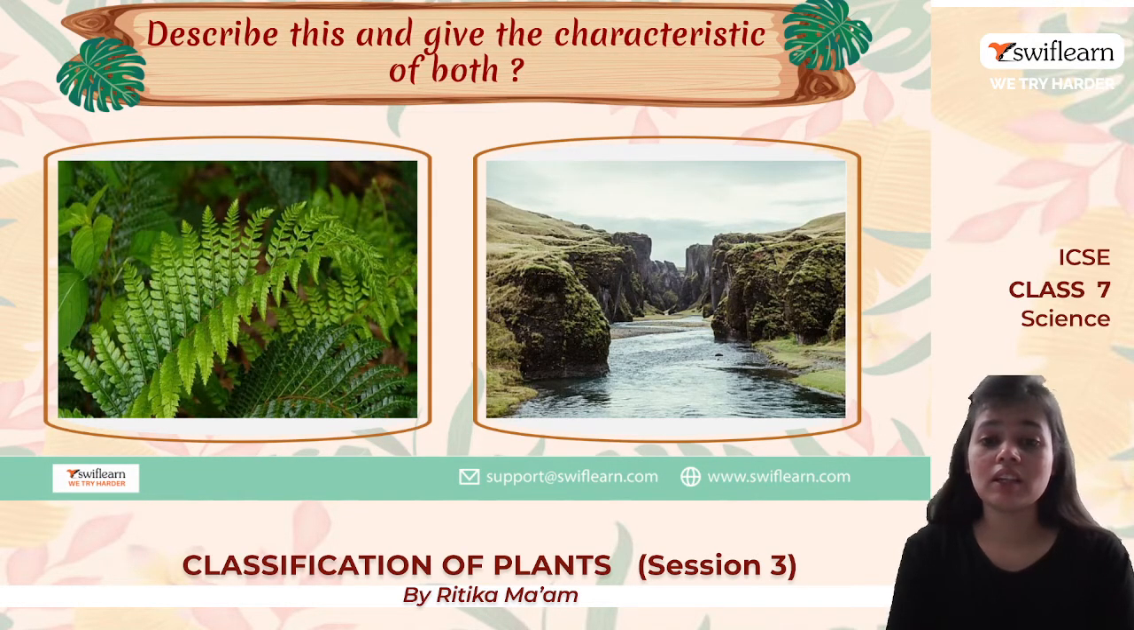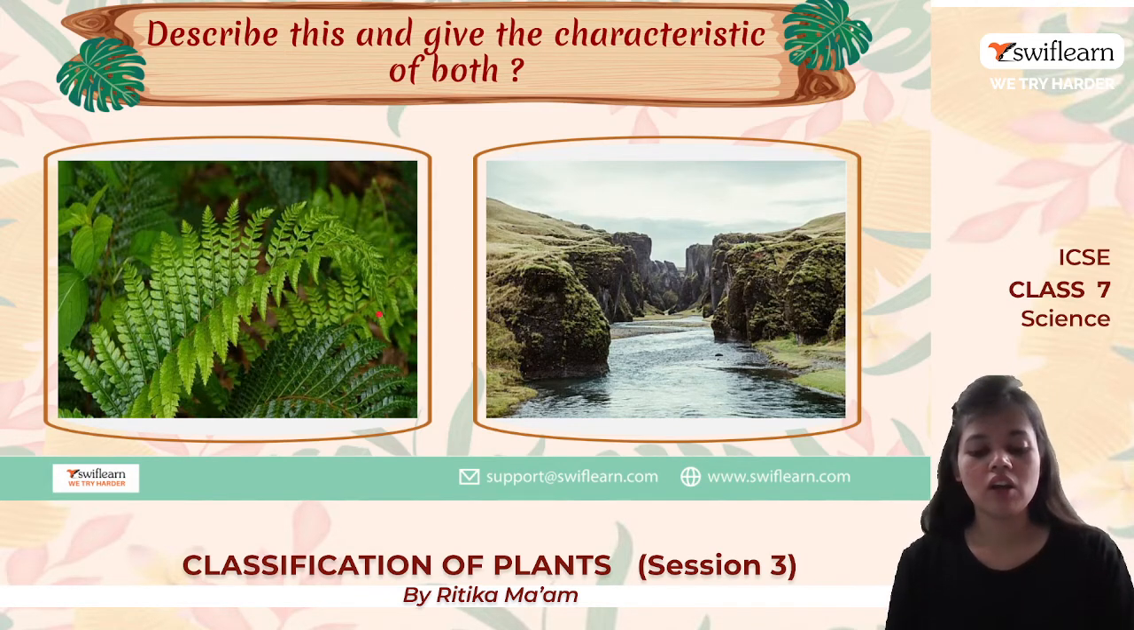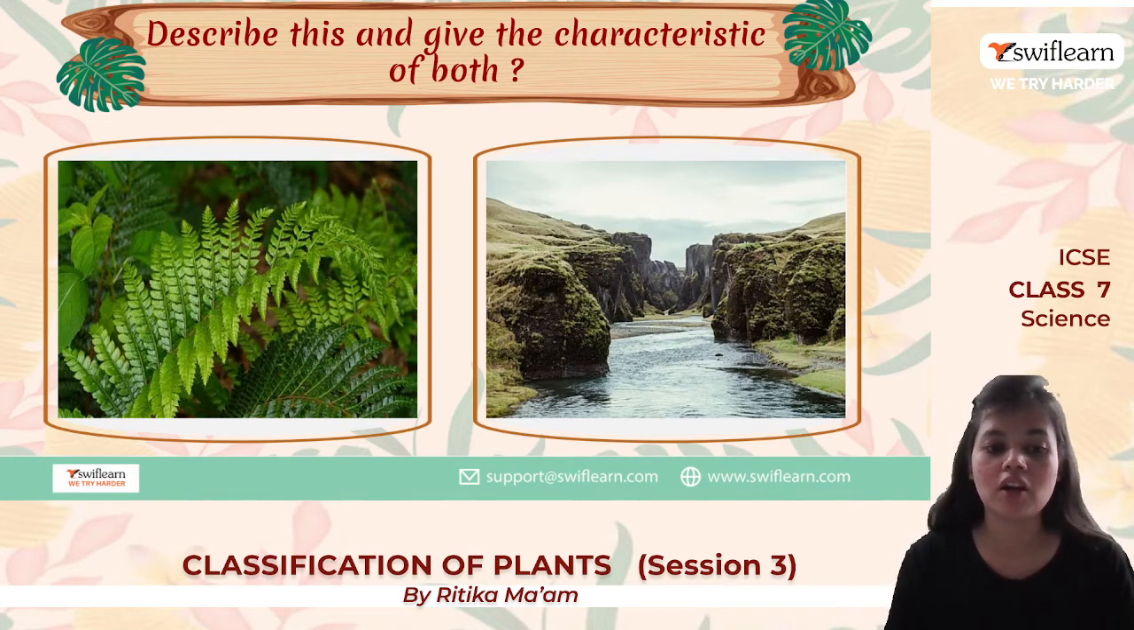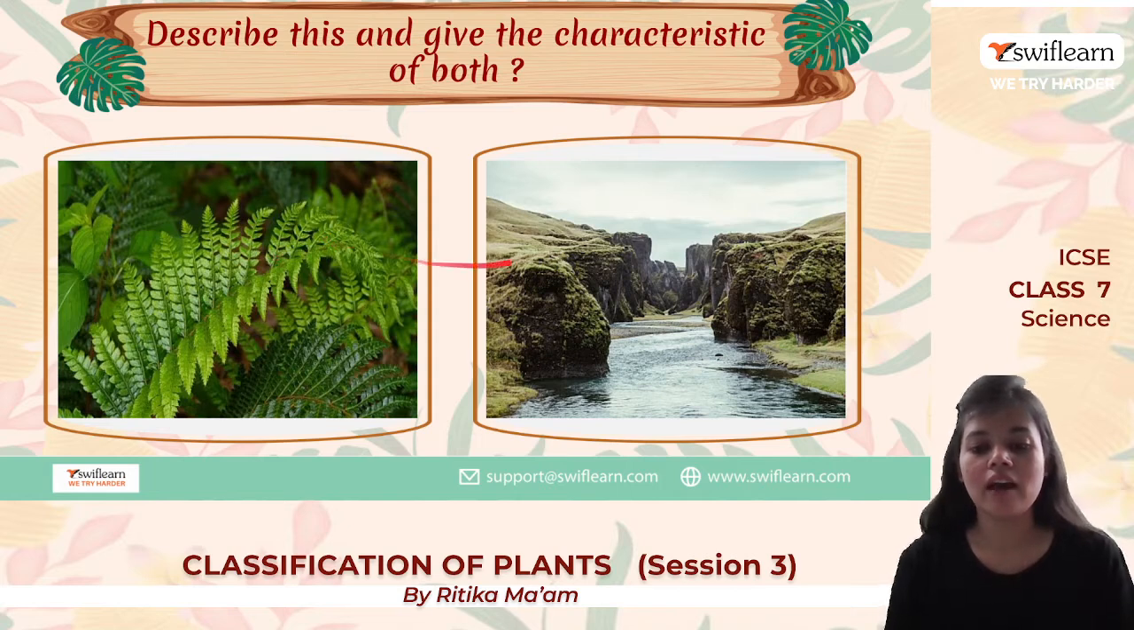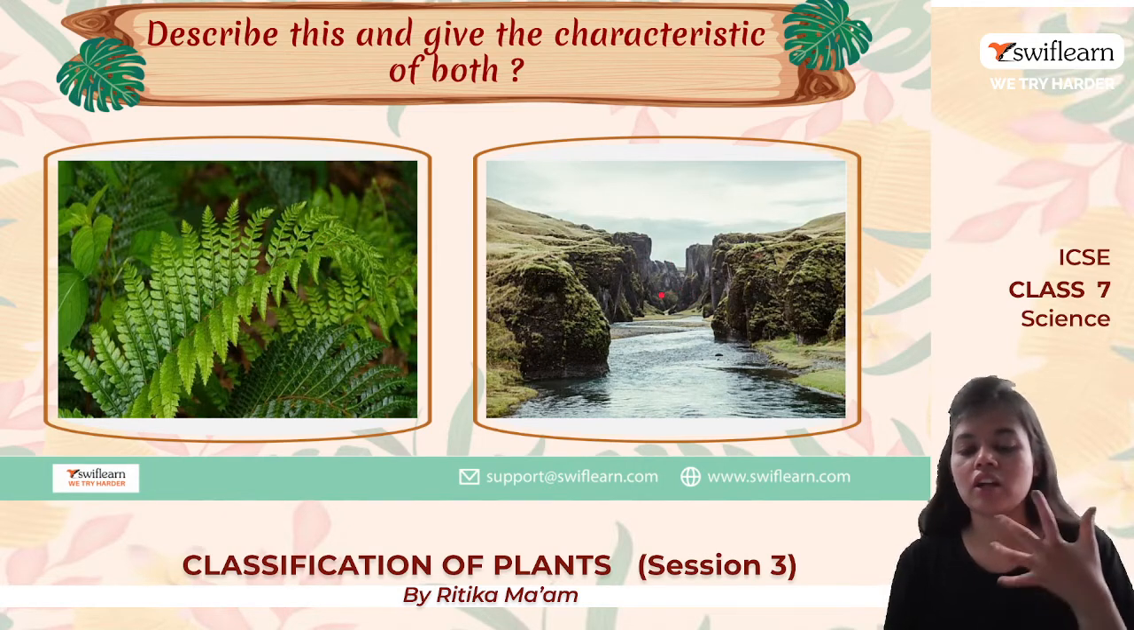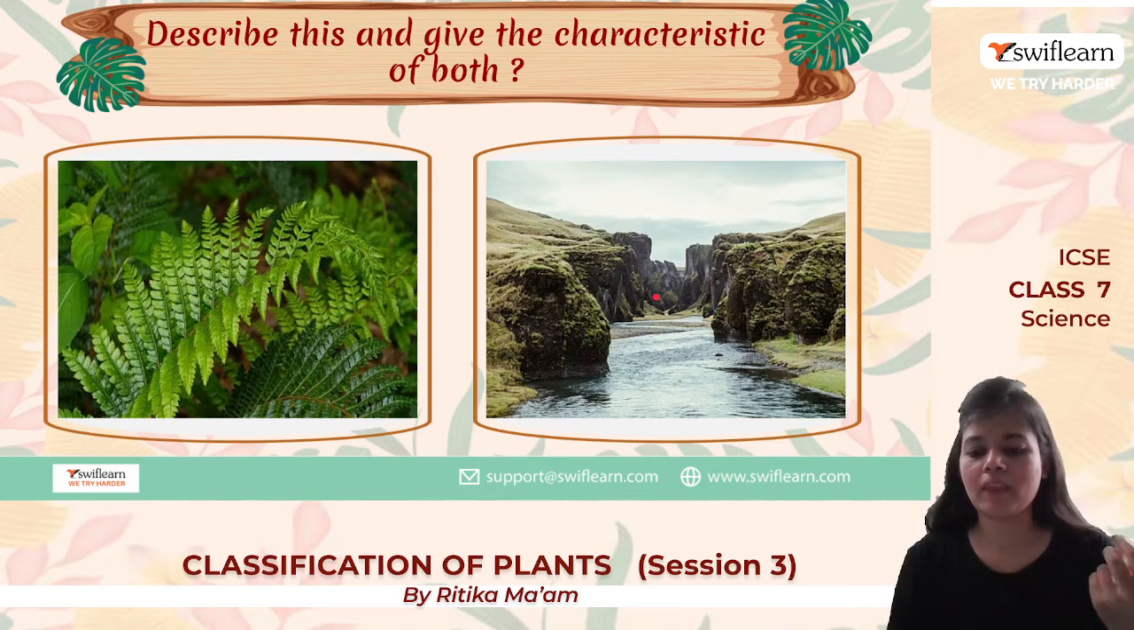Now describe this and give the characteristics of both. The first one is a fern. These are seedless vascular cryptogams. They have true leaves, true stem, roots, etc., so they have a true differentiated body. Spores develop in sporangia, and they are homosporous and heterosporous. So this is fern.